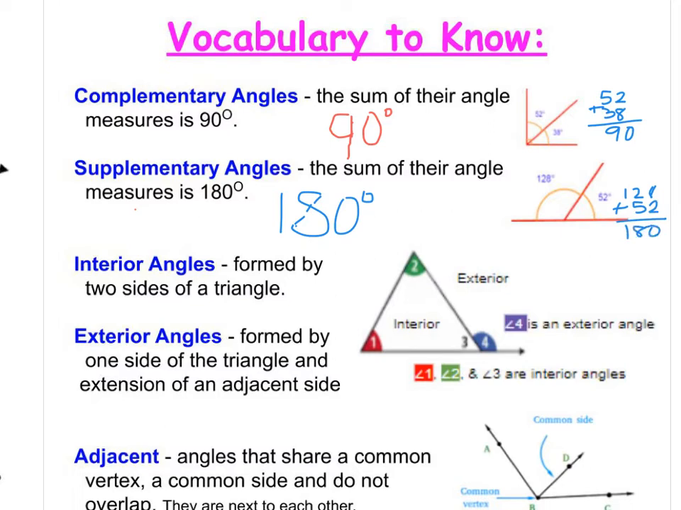Then you have interior angles. Those are formed by two sides of a triangle, so they're inside of that triangle. You can see right here, interior: 2 is an interior angle, 1 is an interior angle, and 3. It's also labeled right here. Then you have exterior, like the exterior of a house; the exterior of something is outside. The exterior angle is outside the triangle, formed by one side of the triangle and an extension of an adjacent side. So here's an example of an exterior angle.